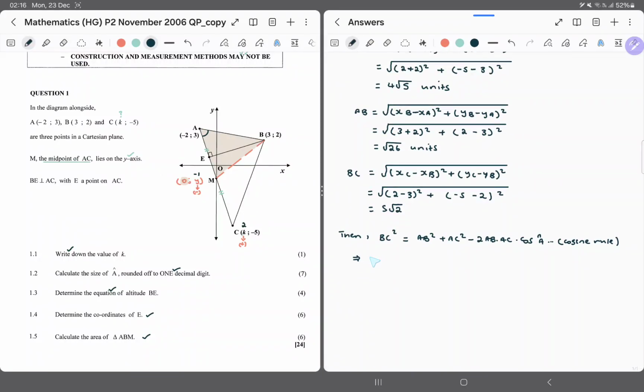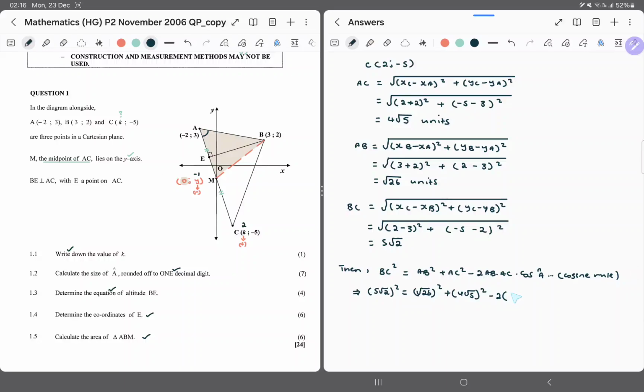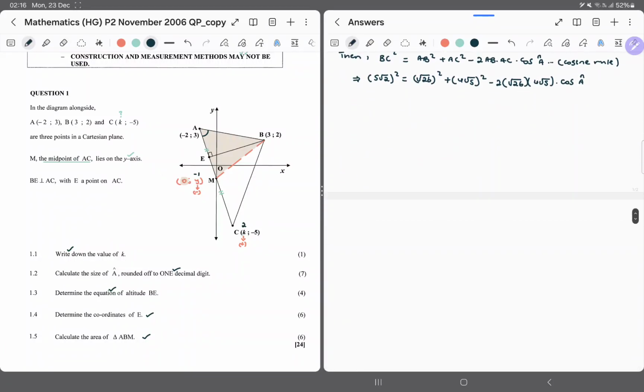Then we substitute. We have 5 square root 2 all squared equals AB, this is square root 26 squared plus AC, this is 4 root 5 squared minus 2 into AB, this is square root 26 times AC, which is 4 root 5 times cos of angle A, which is what we want. So don't forget to write caps for angles.